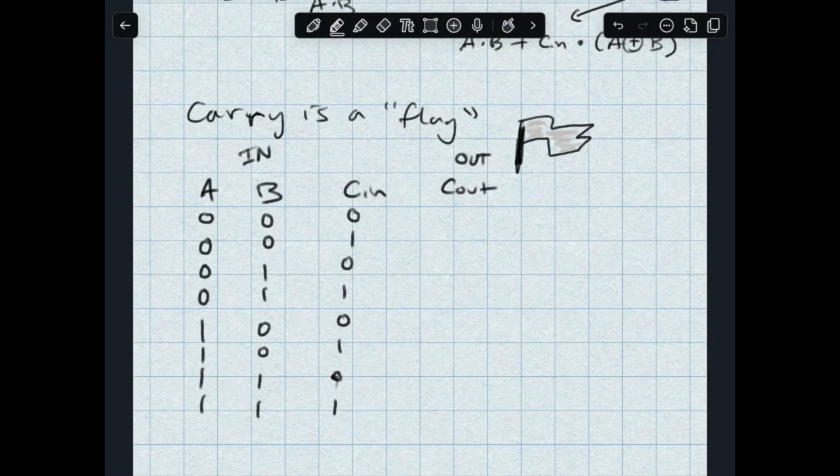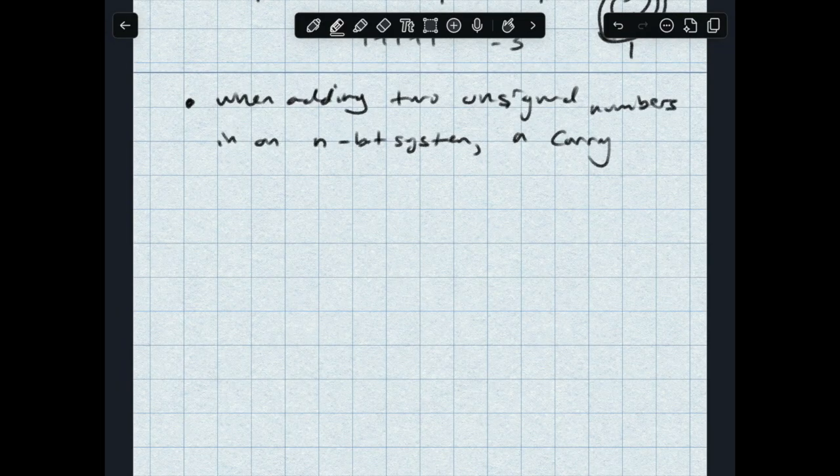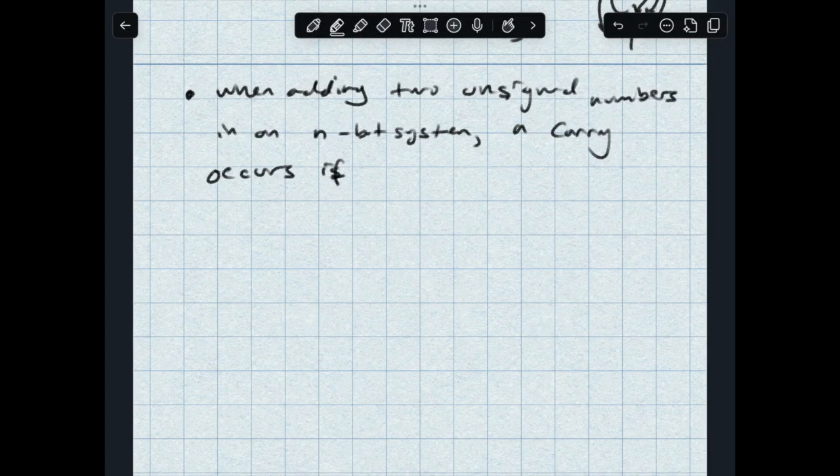Right, so how does an overflow happen? Well, when adding 2 unsigned numbers in an n-bit system, a carry flag occurs if the result is larger than the maximum unsigned integer that can be represented. In that case, it would be 2^n minus 1.